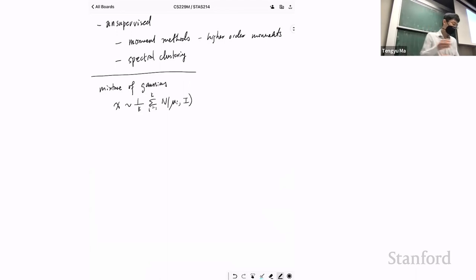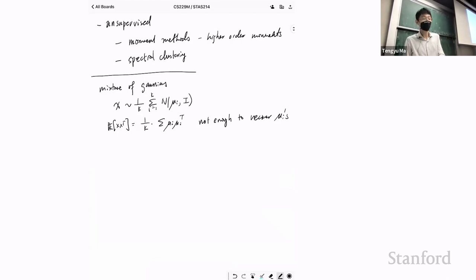In that case we argued that if you take the second moment, then this is something like 1 over k times the sum of mu i mu i transpose, and this is not enough to recover the mu i's, because given this second moment, you still cannot identify the mu i's precisely, because there are multiple sets of mu i's that can have the same second moment. So that motivates us to consider the third moment.